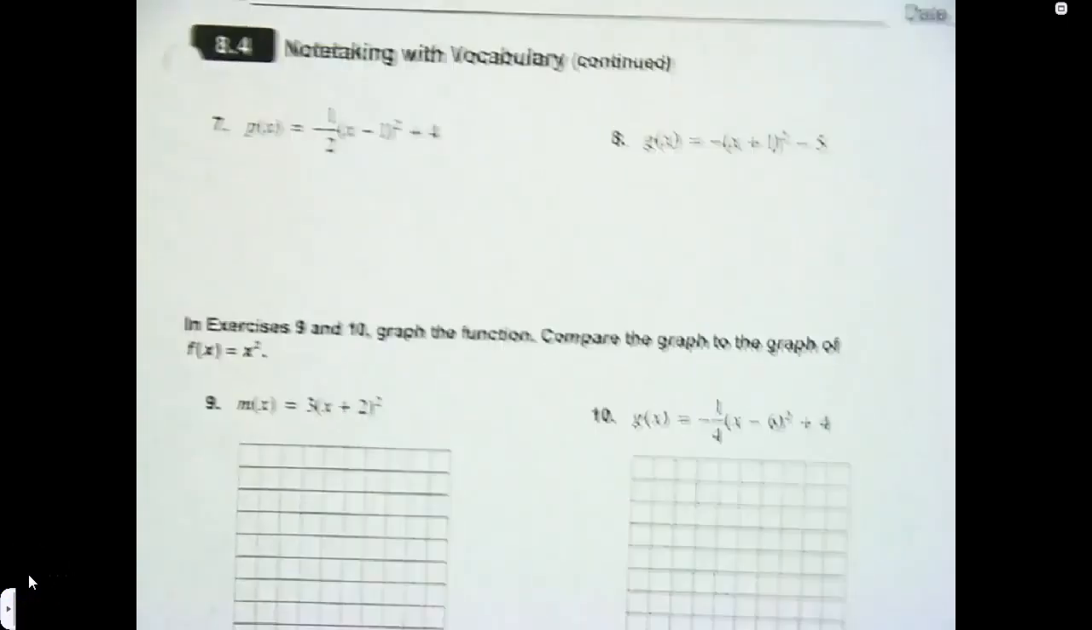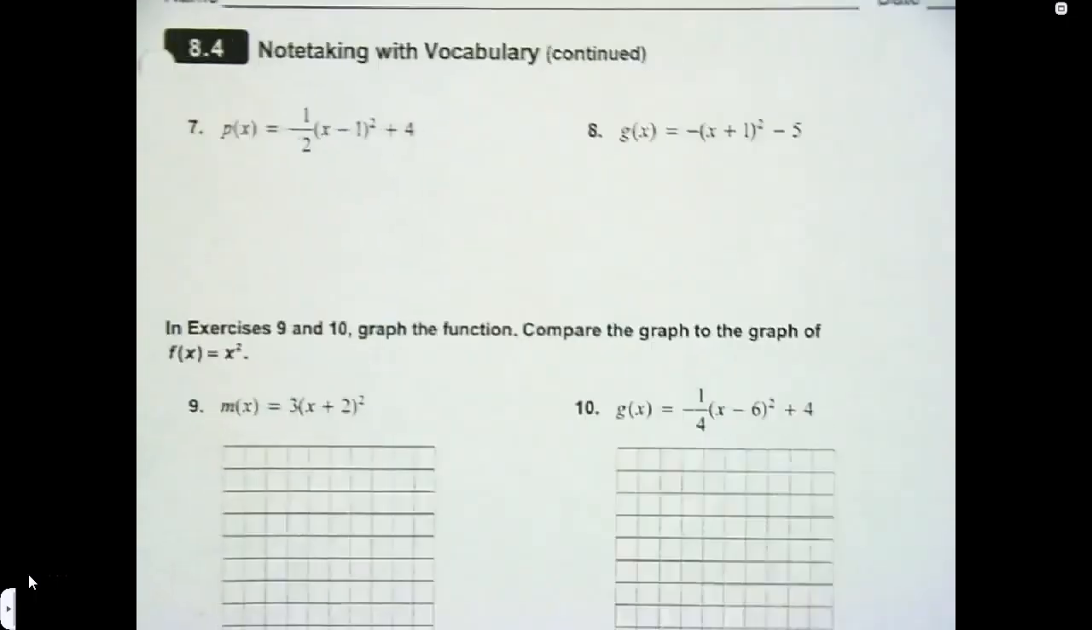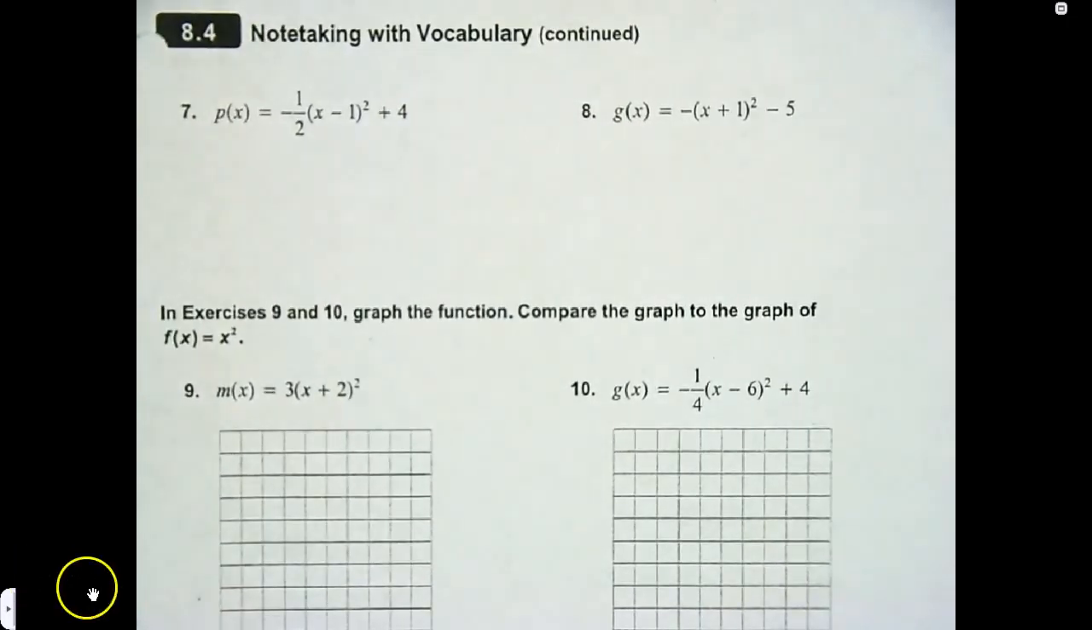Look at the top of page 264. Go ahead and find number 7 and 8. Axis of symmetry and vertex for those.